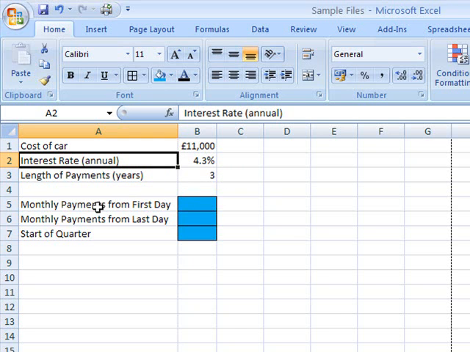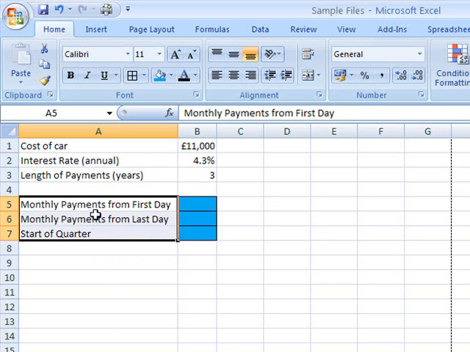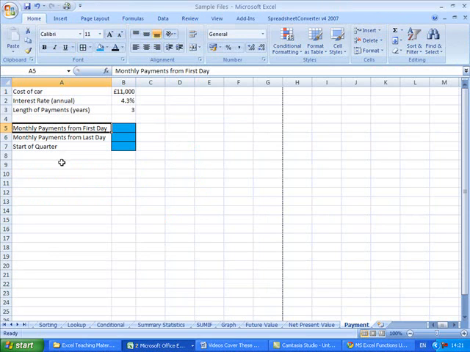What we'll try to calculate is 3 things. The first thing: what would your monthly payments be if you paid from the first day of the month? What would your monthly payments be if you paid from the last day of the month? And what would your quarterly payments be if you pay at the start of the quarter? And the quarter is 3 months. So 1 year, 12 months, divided into quarters is 3 months for each quarter.